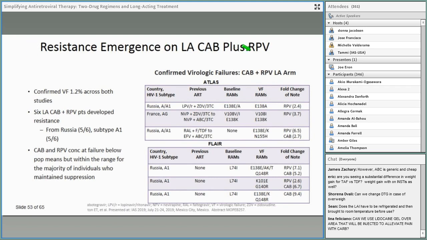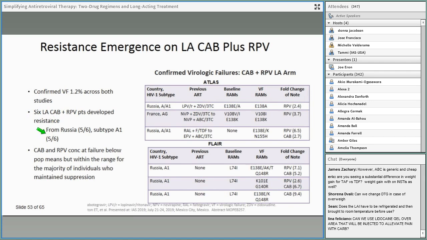Okay, so one difference between some of our switch studies and the Dolutegravir-Rilpivirine long-acting switch study is resistance was occasionally seen. The confirmed virologic failure was about 1% in the Dolutegravir-Rilpivirine arms across the 2 studies, FLAIR and Atlas. That's almost the same as the oral therapy arm. But 6 individuals on the Rilpivirine developed resistance, which is a small number. It's obviously less than 1% in both studies because over 300 individuals were randomized in each study.